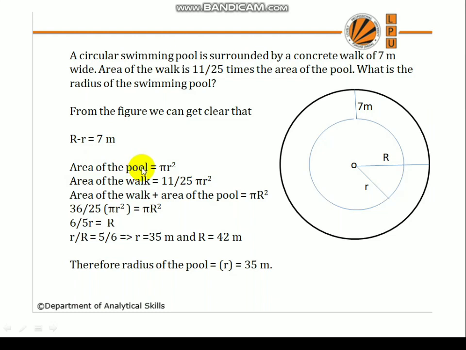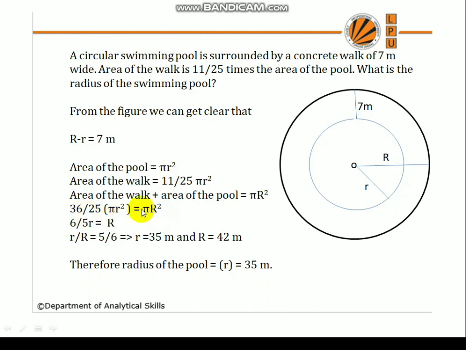What is the area of the pool? Pi r square with small r. What is the area of the walk? 11 by 25 times pi r square. Thus area of the walk plus area of the pool will be the complete big circle, which is pi R square. Area of the walk plus area of the pool will be pi r square plus 11 by 25 pi r square, which is 36 by 25 pi r square, equal to pi capital R square.